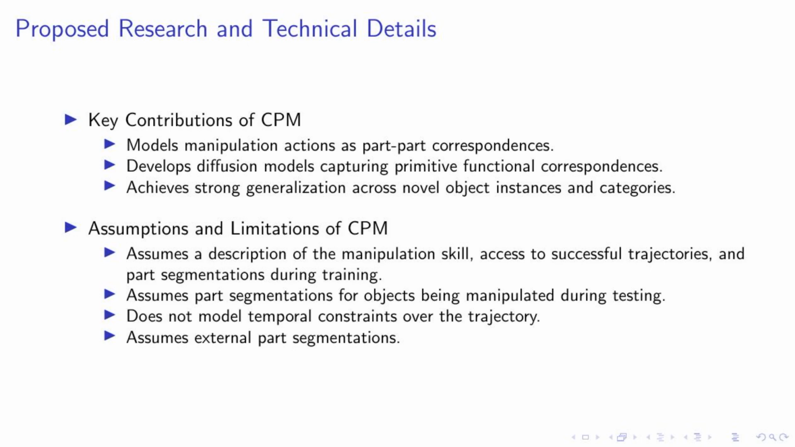During training, we assume a description of the manipulation skill, access to successful trajectories, and part segmentations. During testing, we continue to assume part segmentations for the objects being manipulated. Additionally, our current model does not account for temporal constraints over the trajectory and relies on external part segmentations. These are areas we aim to address in future research.